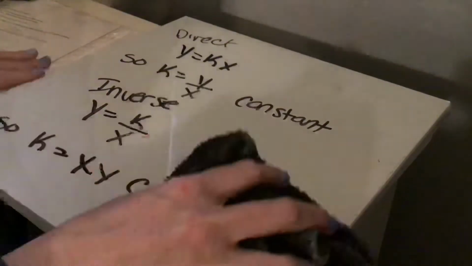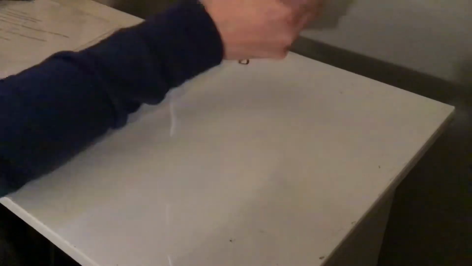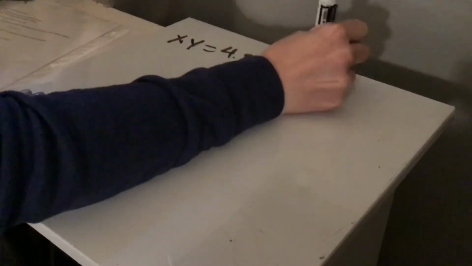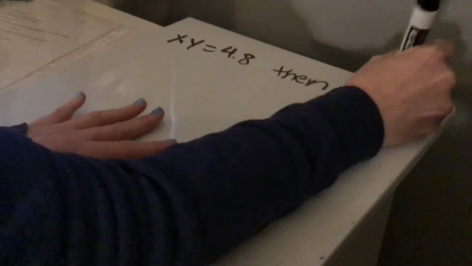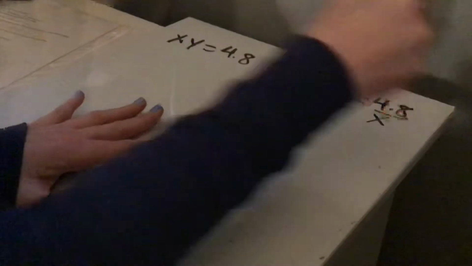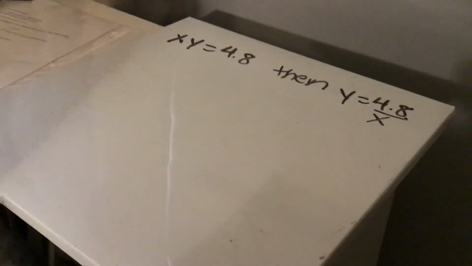Then we can look at some examples and decide if the relationship is direct or inverse. Going back to your notes, if we say that x times y equals a constant, then solving for y, because that's what we always do, y is going to be the constant divided by x. So this happens to be inverse variation.